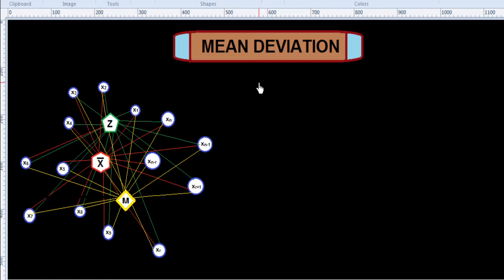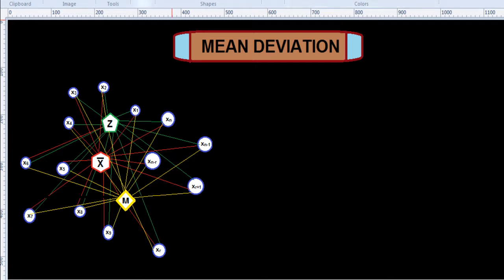Okay, so now I write here for mean. For median, you see yellow thin lines with each term: x1 to m, x2 to m, x3 to m, and so on, xn to m. Here you see green thin lines associated with z: x1 to z, x2 to z, x3 to z, and so on up to xn to z. So here I write first for mean.